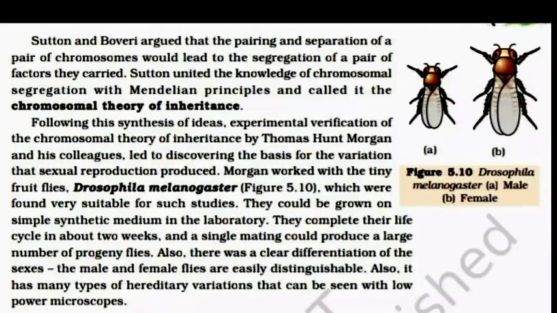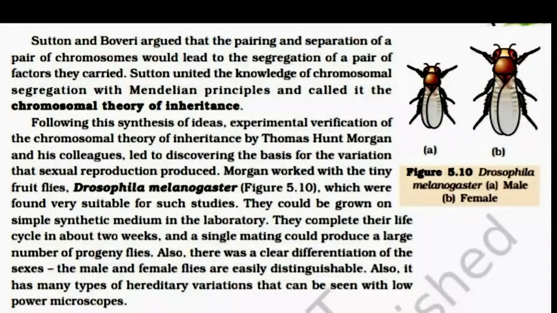Sutton and Boveri argued that the pairing and separation of a pair of chromosomes would lead to the segregation of a pair of factors they carried. Sutton united the knowledge of chromosomal segregation with Mendelian principles and called it the chromosomal theory of inheritance.